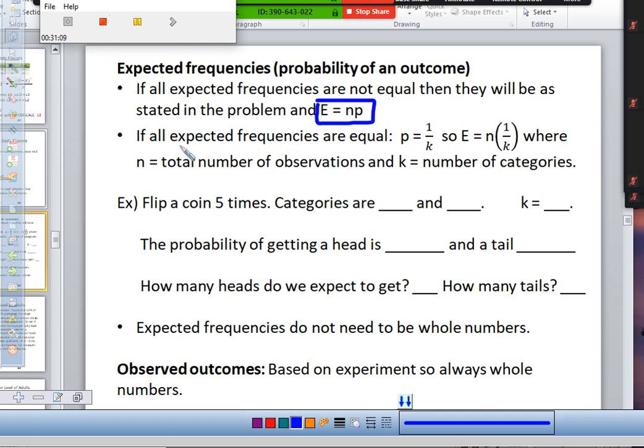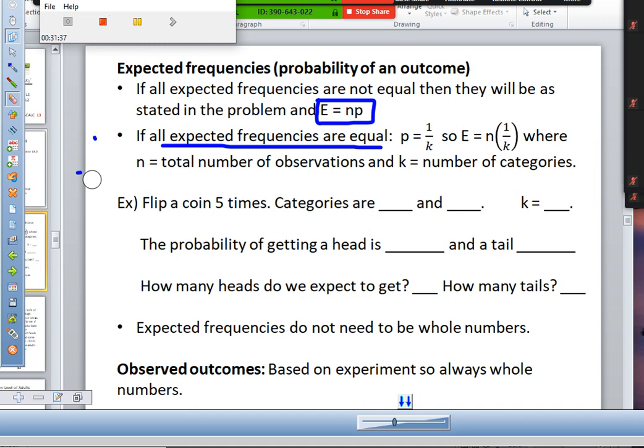Now, if all expected frequencies are equal, like that sort of thing where we had 100 people, we expected them all to be the same, then we just take our N, how many we have. We surveyed 100 people. We have 5 categories. We split them evenly amongst the 5 categories, right? So you just divide by whatever your number of categories is.